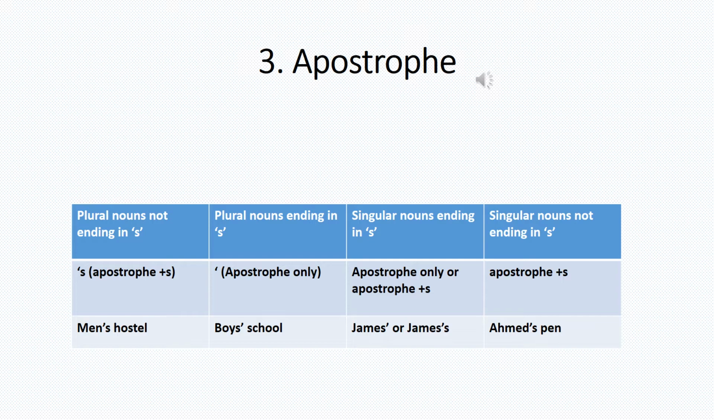Okay, and the fourth one, singular nouns not ending in s. There is no confusion at all. You can use apostrophe and s. For example, Ahmad is not ending with s. You can use one apostrophe and after that s. It's like Ahmad's spell.